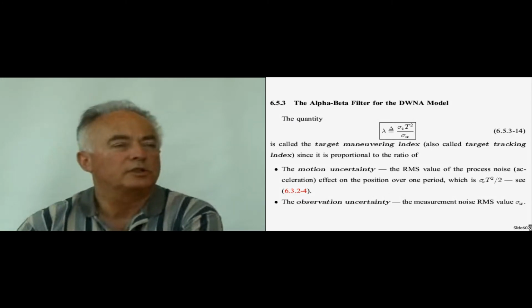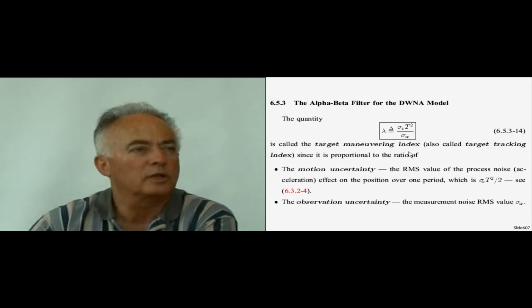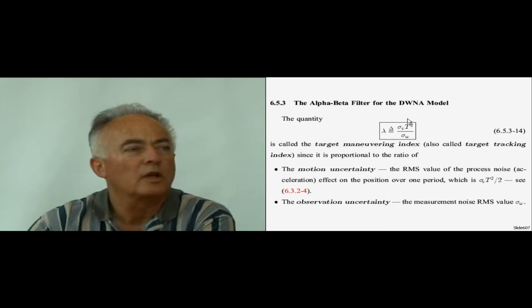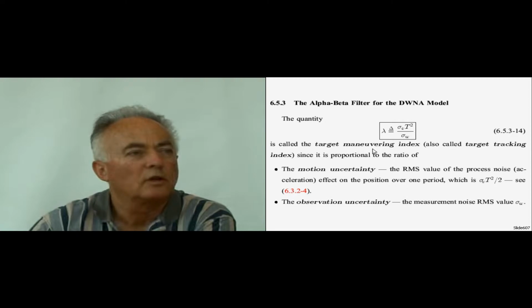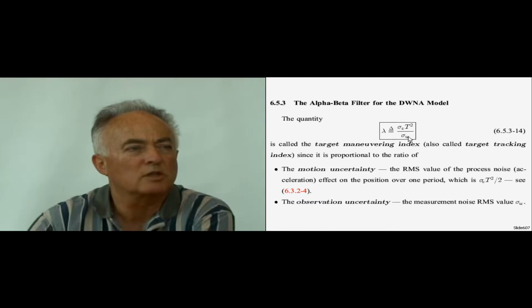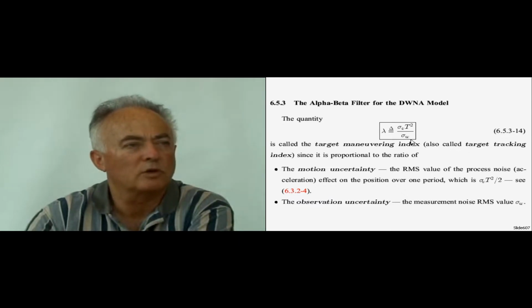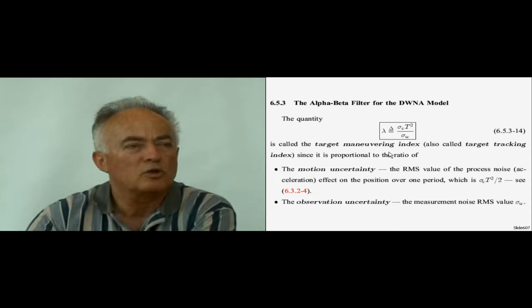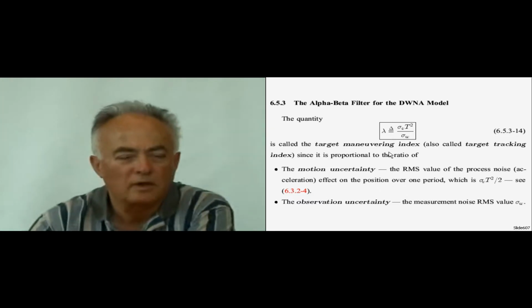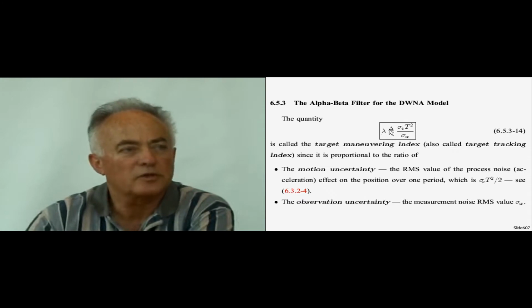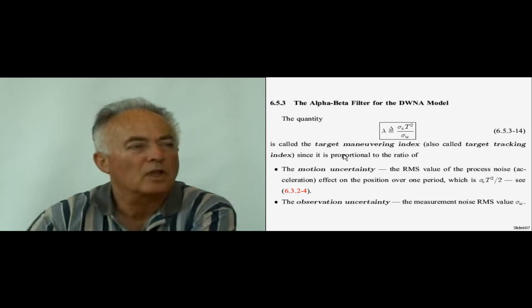So for the discrete time white noise acceleration model, it turns out that we have one quantity which is called the target maneuvering index, lambda, that's sigma Vt square over sigma W, which defines in full the solution. First, let's see the physical meaning of this.